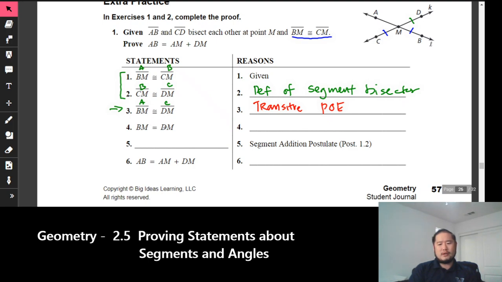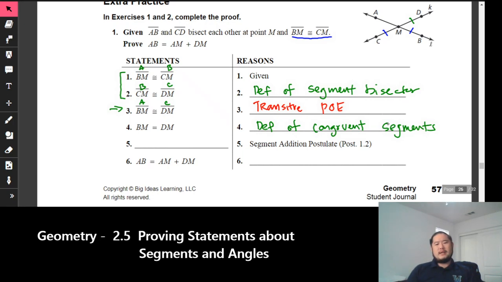On number 4 right here, we go ahead and say that BM is congruent or equal to DM. So if the segments are congruent, we can go ahead and use the simple statement right here, definition of congruent segments would be number 4. We went from equality or congruence to equality.